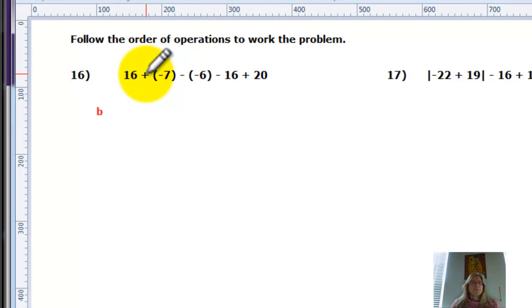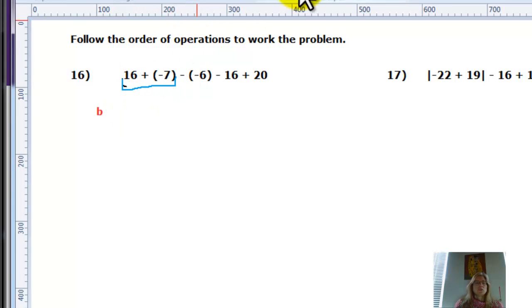And what we're going to work out first in this problem, because it's addition, subtraction, and addition, you just go from left to right. And just do so methodically. Don't try to do anything fancy. In other words, don't try to take shortcuts. Alright, so the first thing that we're looking at is 16 plus -7.